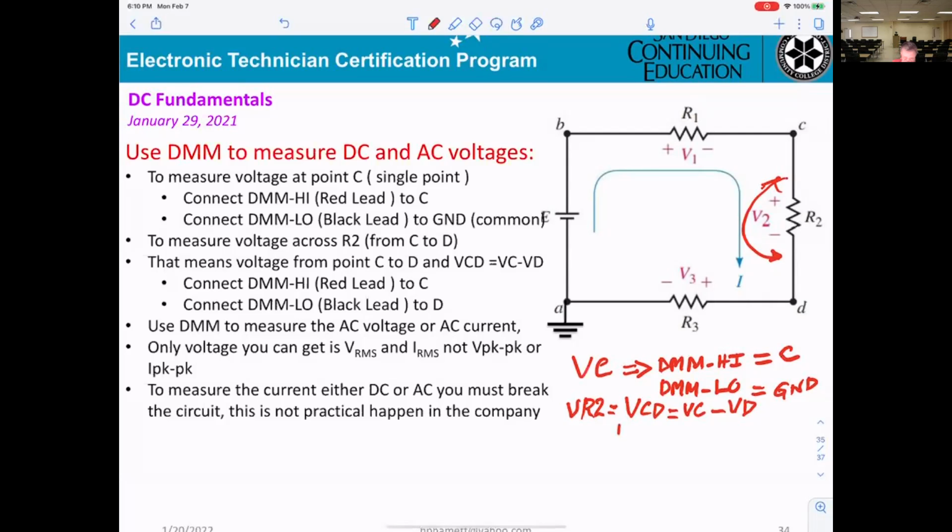Okay, now DMM high, DMM low, where do we connect you? High to C and low to D. High to C, low to D. Perfect. If you have a question, just let me know. Make sure it's clear for everyone. The thing is, sooner or later you must be doing this, and that has to be no problem for technicians.